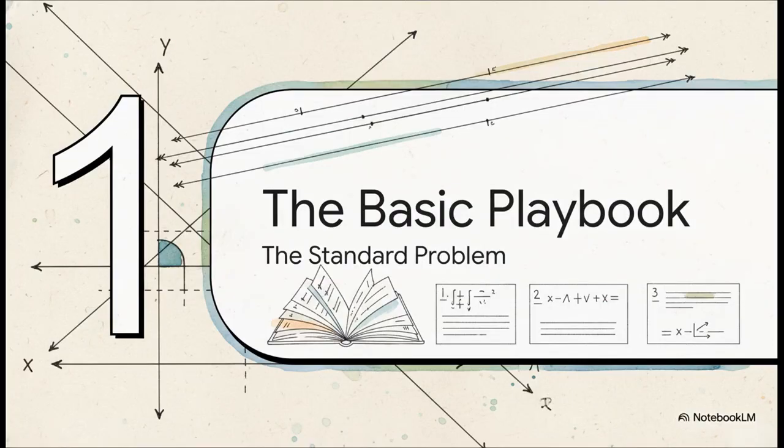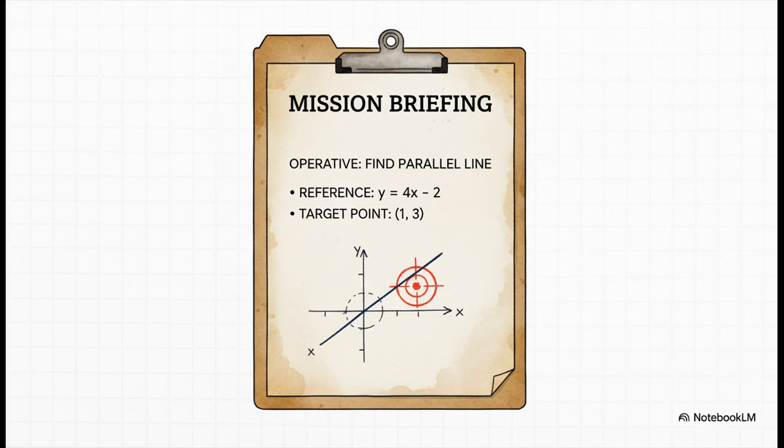Okay, you ready? Let's put our copy-paste method into action. We're going to start with the most standard type of problem you'll see. This is our basic playbook. So here's our mission. We've got a reference line y = 4x - 2 and a specific point our new line has to go through, which is (1, 3). Time to fire up the copy-paste method.